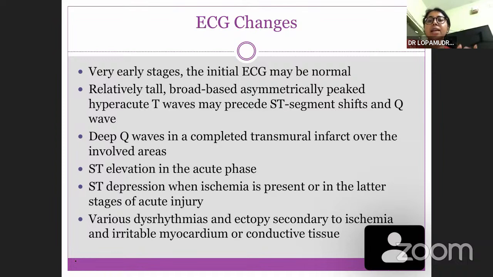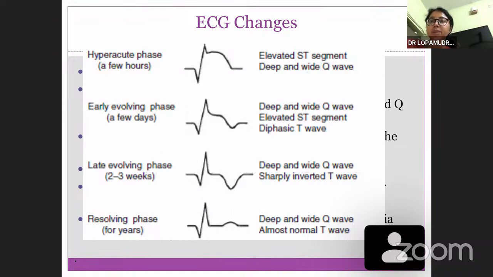And ST elevation we get in the acute phase, but ST depression may be found when ischemia is present, not infarct, or in the later phase of the acute injury when the acute infarct has become passive. And several dysrhythmias and ectopy secondary to ischemia also can be seen in these patients. So the hyperacute changes are the ST elevation and deep and wide Q wave. Then gradually the T waves decrease and biphasic T waves we can see. Then in the late evolving phase, that is 2 to 3 weeks, only sharply inverted T waves are present, and deep and wide Q waves can be seen. In the resolving phase, the T wave becomes normalized, but the Q wave is present, which usually indicates chronic or late ischemic changes. But in some cases, the T wave may remain inverted.